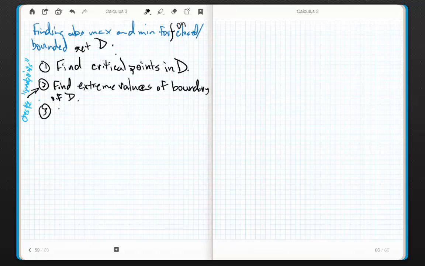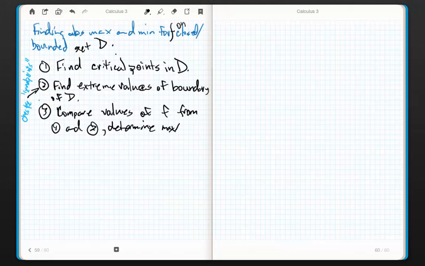And then whichever wins, so I compare values of f from parts 1 and 2, and then determine maxes and mins. I should probably say absolute maxes and mins. And that's it. Now, in class, we'll go over how to check the extreme values of the boundary.